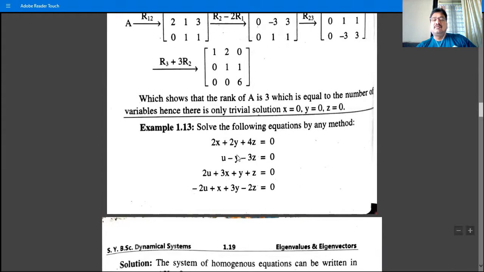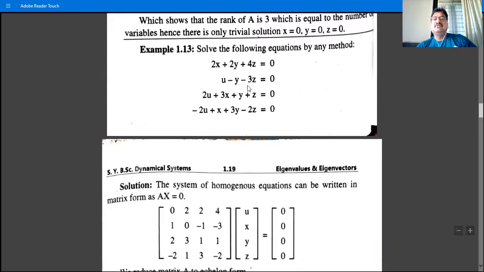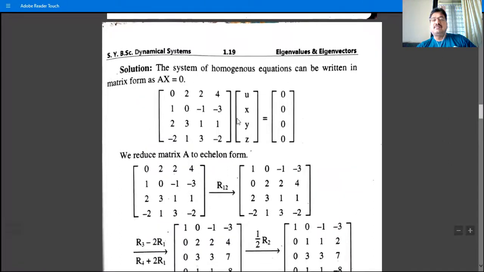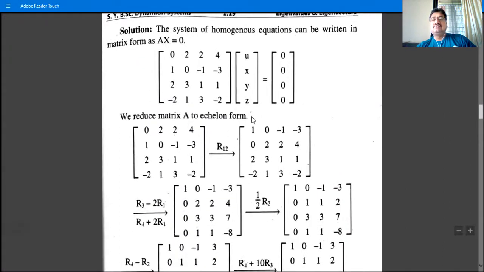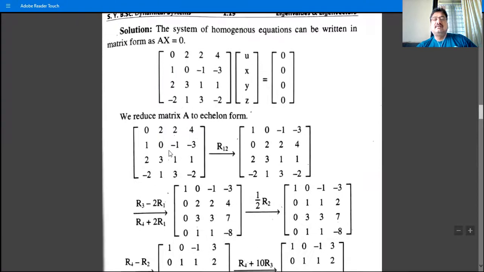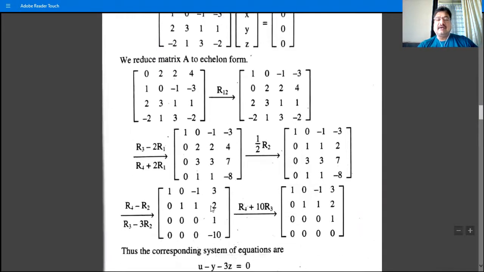Similarly, this is the problem on the homogeneous system. So we have to write the system in the matrix form. This is the matrix form. The unknowns are u, x, y, z. Then consider the matrix of coefficients, that is A or A|0, with the last column as 0, 0, 0. And we have to reduce this matrix to echelon form.